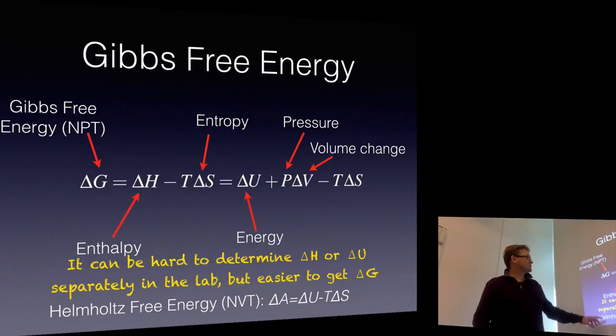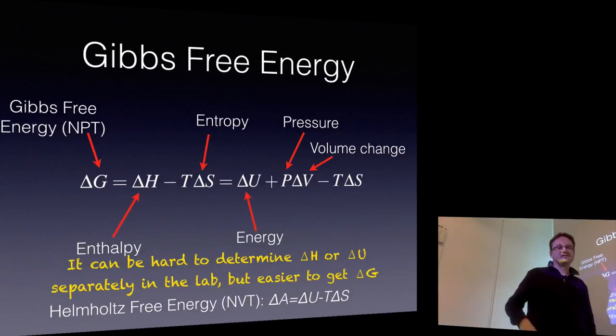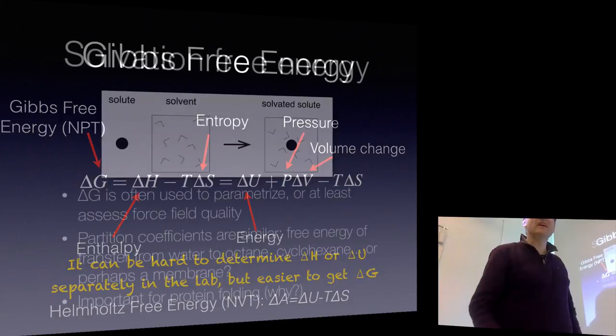So what's the difference between Gibbs and Helmholtz? It's a bit of repetition from earlier on in the course. Helmholtz assumes that we do this under constant number of particles, constant volume, and constant temperature, while Gibbs would be NPT: constant number of particles, constant pressure and constant temperature. Normally in the lab you can forget about the volume term, but you should feel a little bit bad about it. I always do.